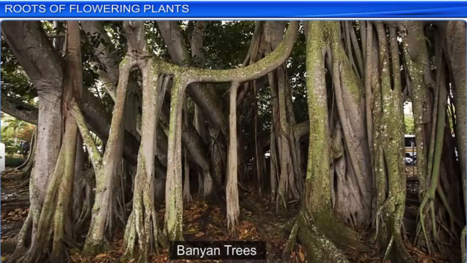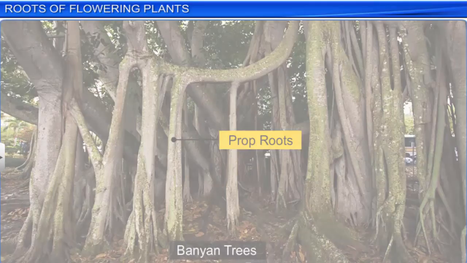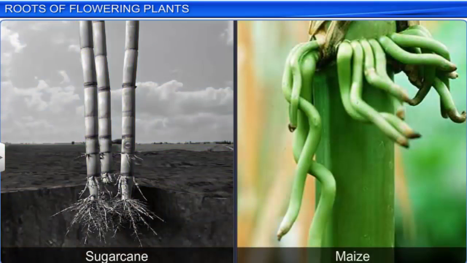Similarly, in banyan trees, the modified adventitious roots, also known as prop roots, help support the tree. In plants like sugarcane and maize, the roots emerge from the lower node of the stem to support the plant. These roots are called stilt roots.